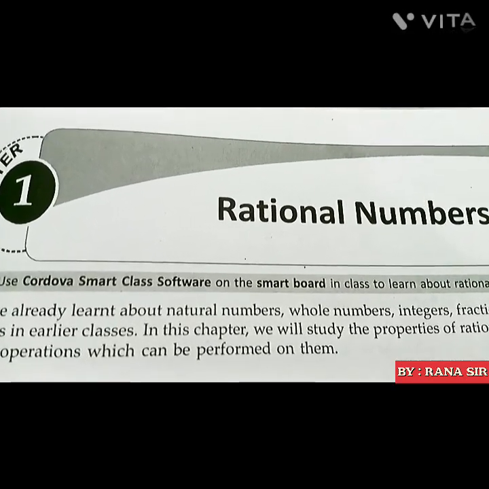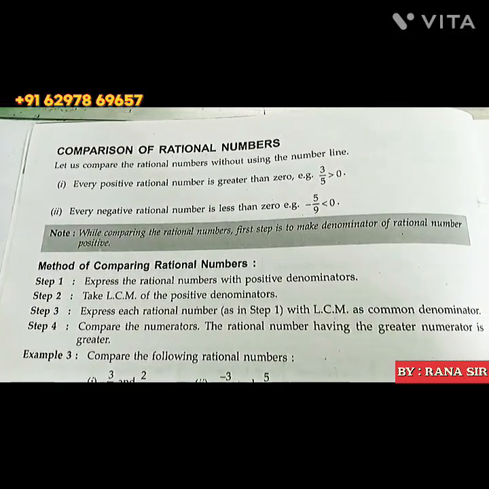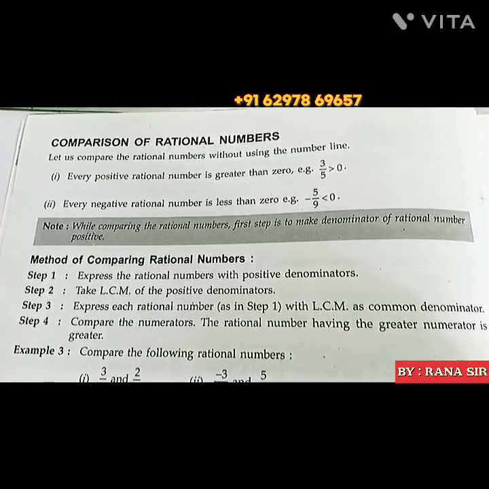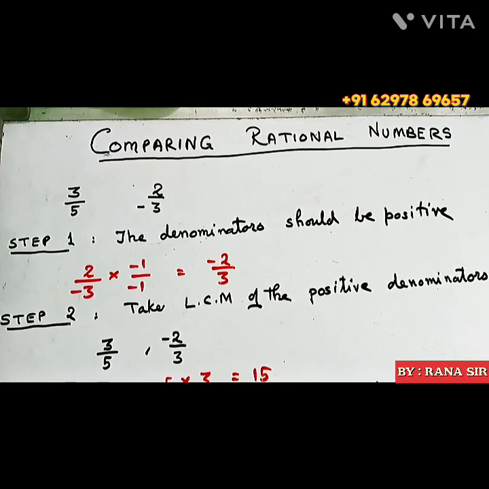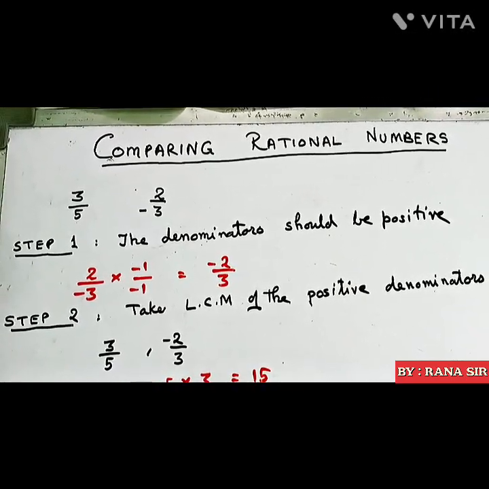Topic is rational numbers from chapter 1. So in the part 2 section of rational numbers, we will first be discussing the comparison of rational numbers. We will understand comparing rational numbers with an example and understand the following steps.